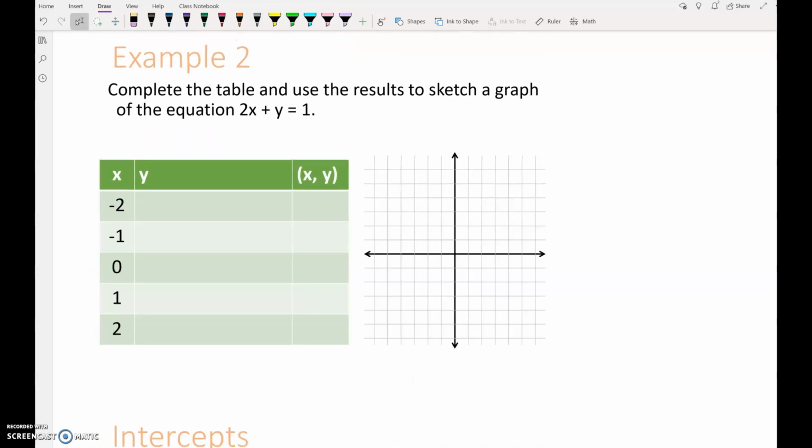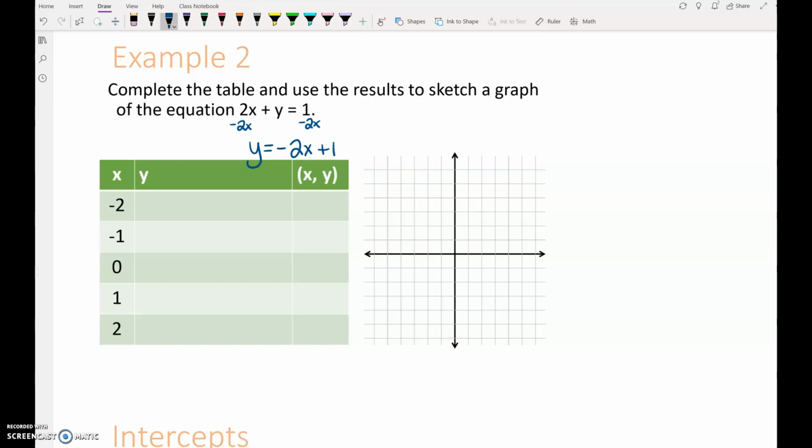Okay, number 2. They want us to use the equation 2x plus y equals 1. Honestly, what they really want us to do is to do 2 times -2 plus y equals 1 and then solve that equation. Does that seem like way too much work each time? Is there something we could do to this equation to make it easier to plug the x values in and get our y value? Subtract 2x on both sides, so we have y equals -2x plus 1.